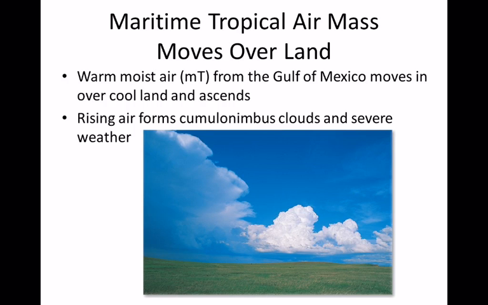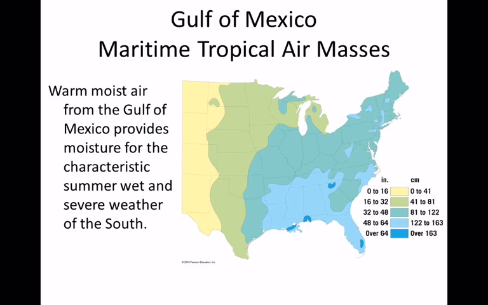Maritime tropical air can bring precipitation, actually can bring severe weather. This is just showing you some cumulus clouds that may develop vertically and give rain to form cumulonimbus clouds. This source region was the Gulf of Mexico.